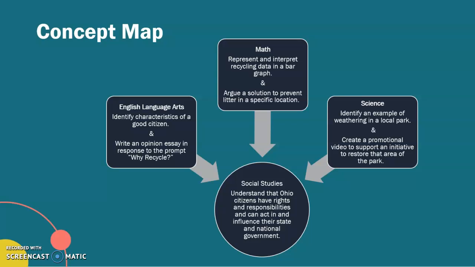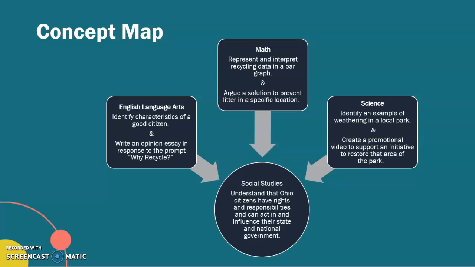All right, so our second component, our second lesson, is math. And in this lesson, students are going to be representing and interpreting data. So students are going to be collecting data about litter, and then they are going to argue a solution to prevent litter in a specific location.